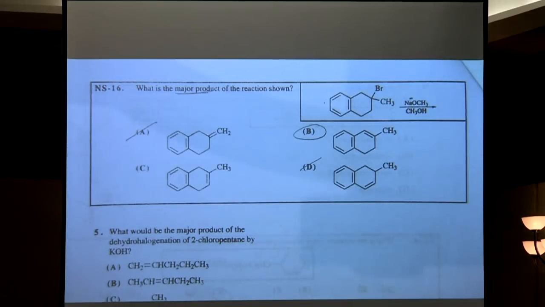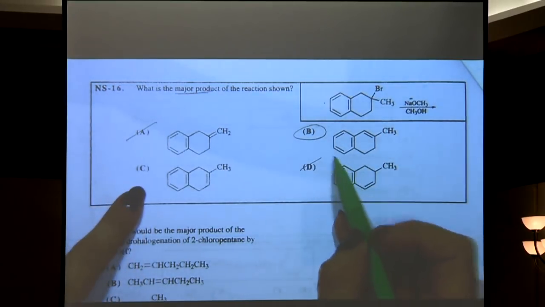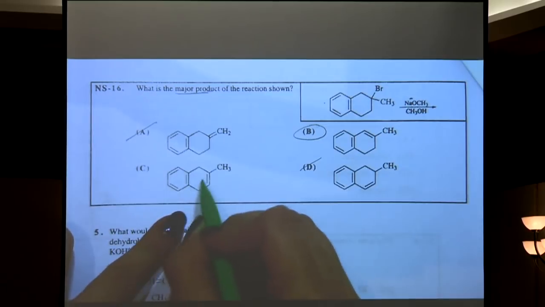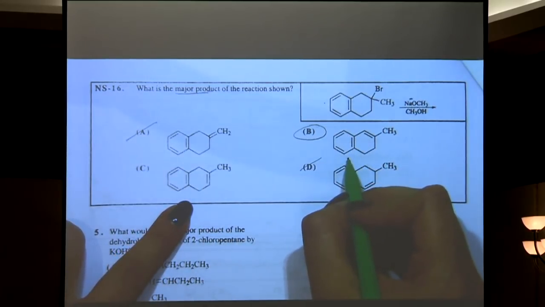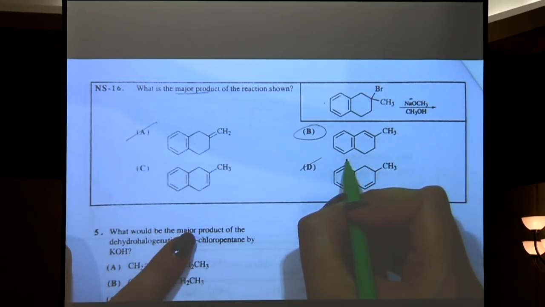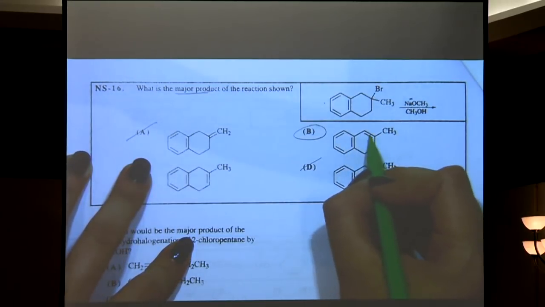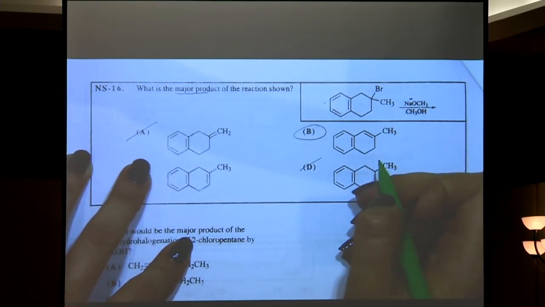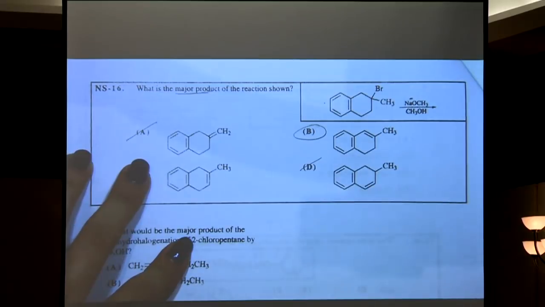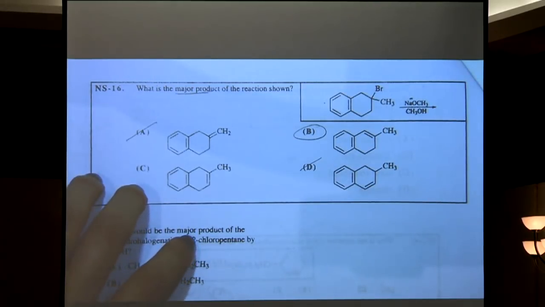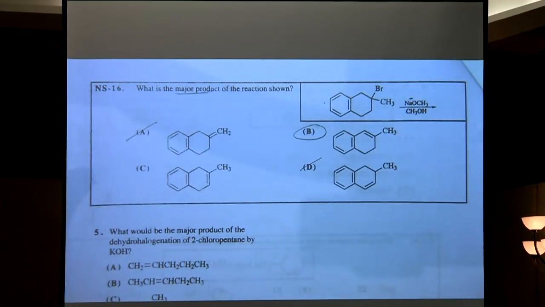Any other questions? Yeah. Why not C? Because if we compare C and B, this one doesn't give us a fully conjugated system, but this one does. So this one would be better because you have the double bonds right next to each other. Like one carbon away. Yeah. Yep. Any other questions? All right.